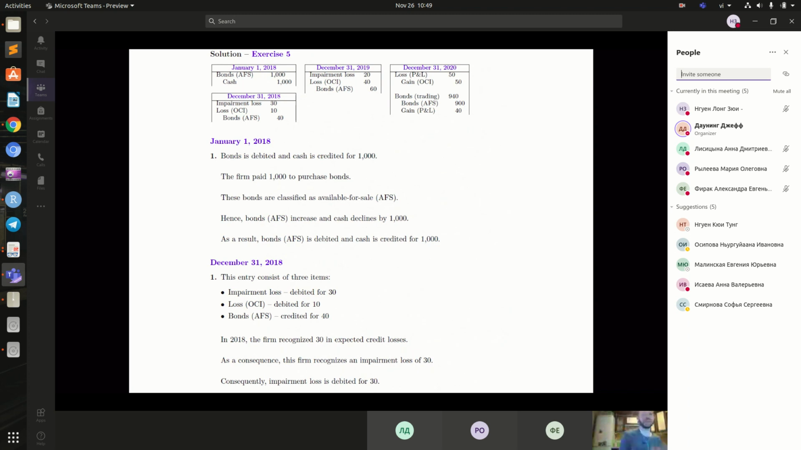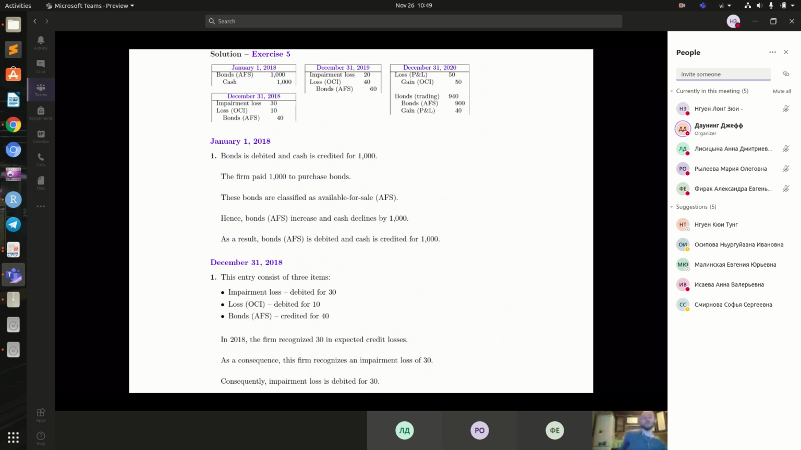So December 31st, 2018 and 2019, we divide the decline in the value of the bond into 2 parts. 1, impairment loss P&L equal to expected credit losses. 2, the decline in value net of ECL recognized in OCI. So this is the same type of journal entries that we had in the previous example.